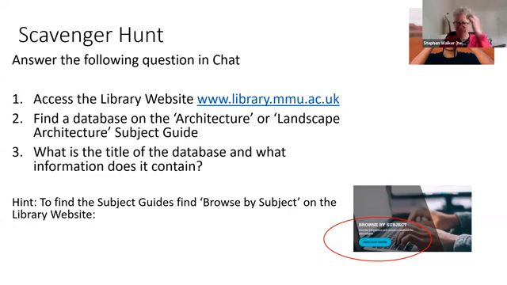I've had one return so far from Sally Ho, who's found the RIBA British Architectural Library catalogue online. Brilliant. Yeah, that's a great resource, especially if you just want to find architecture journal articles. Amanda's come back with Digimap, maps and geospatial data.